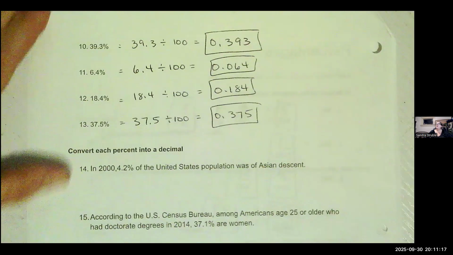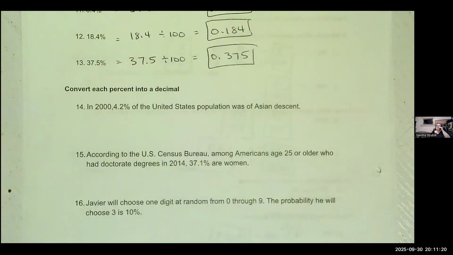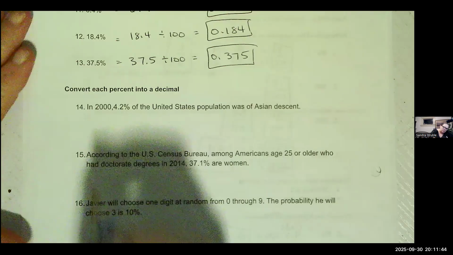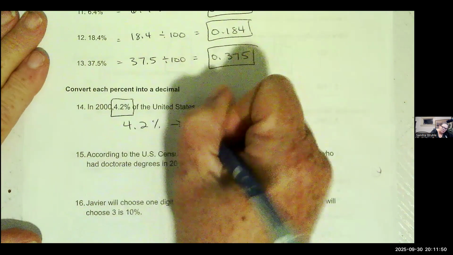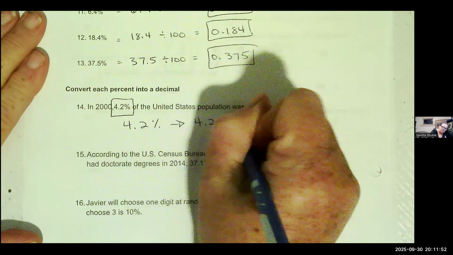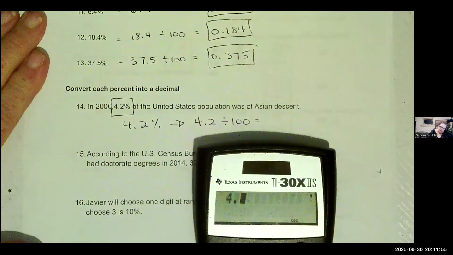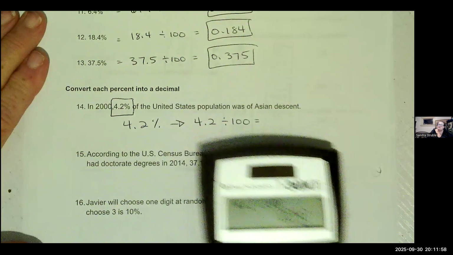All right. Now we're going to take it a different direction. Same concepts. We're going to go from percent to a decimal, but now we're going to throw some words in there because what you're going to see, especially going into your next class, is a lot of word problems. So I want you to get acclimated with that now. In the year 2000, 4.2% of the United States population was of Asian descent. And it says convert each percent into a decimal. Well, our percent is 4.2%. To change that to a decimal, take 4.2 in your calculator, divide that by 100 and hit your equal sign. 4.2 divided by 100 equals, and that's 0.042.